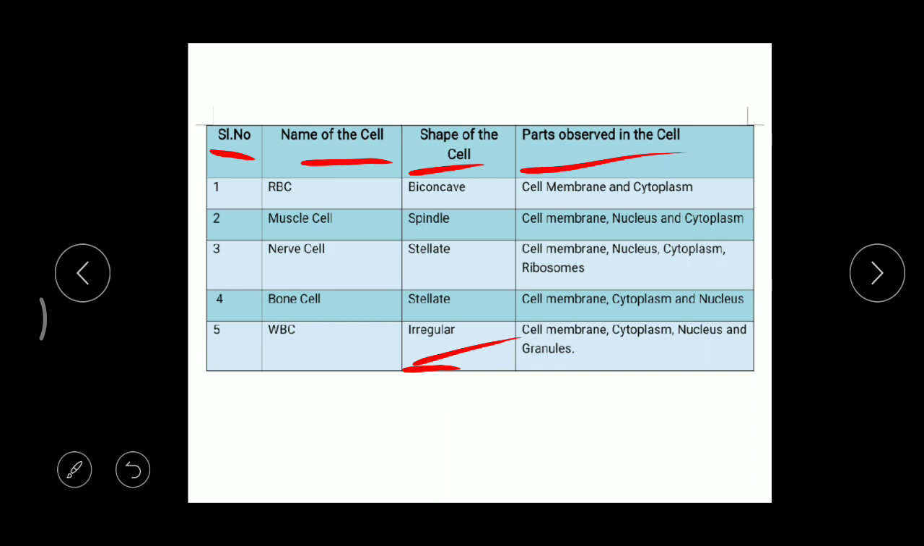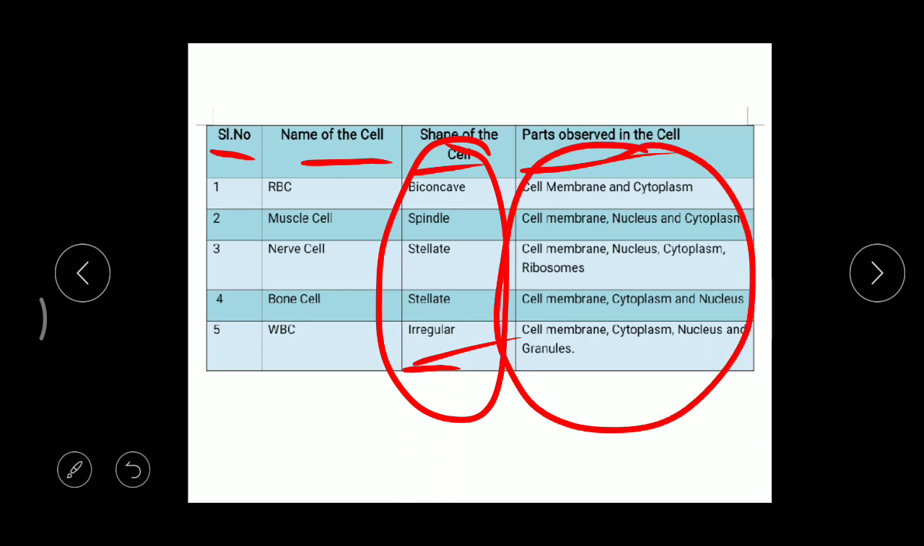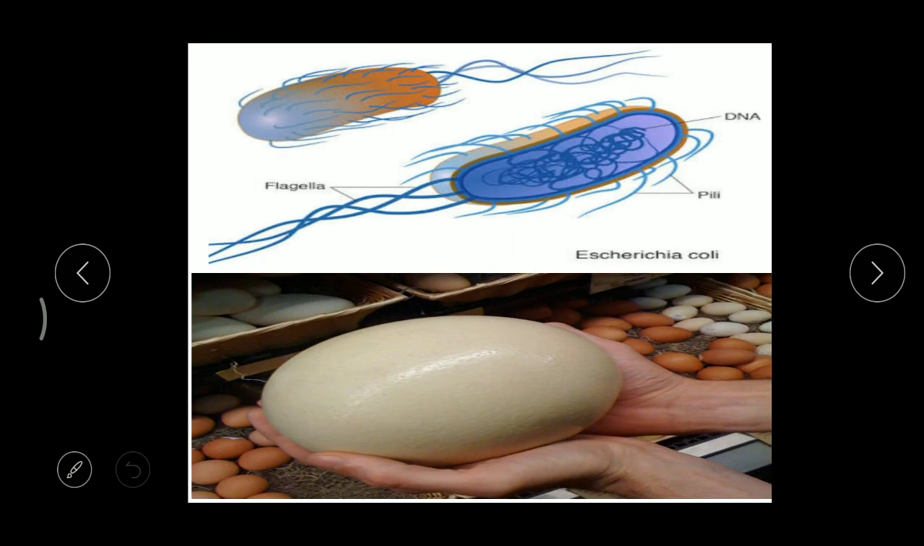Clear? So when we observe this table, we can clearly see that all the cells do not have the same shape, and at the same time they don't have the same parts. They have different parts inside them. Clear? Now come to this. What is this? Yeah, this is the bacteria, which is the smallest cell.